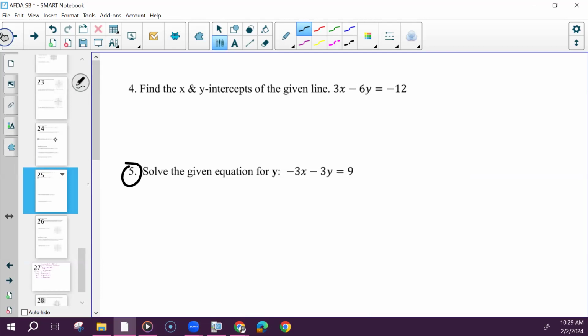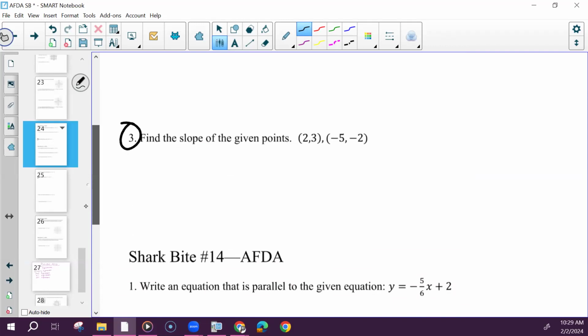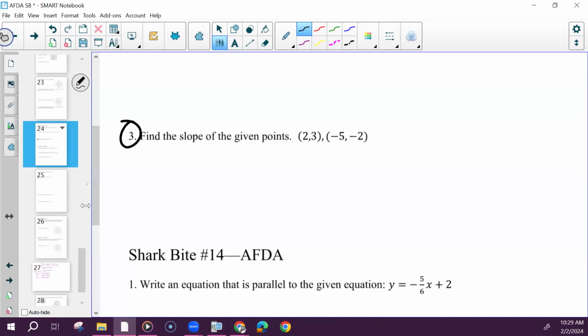So starting with number 3. Put phones away. With number 3, we have to find the slope. So we have to use our slope formula, y2 minus y1 over x2 minus x1.